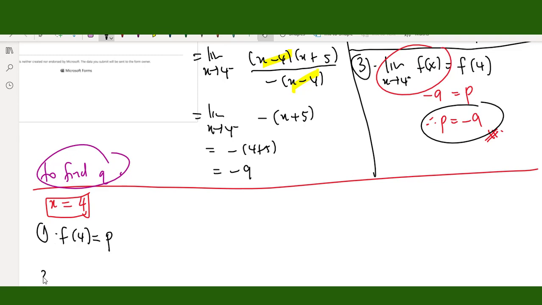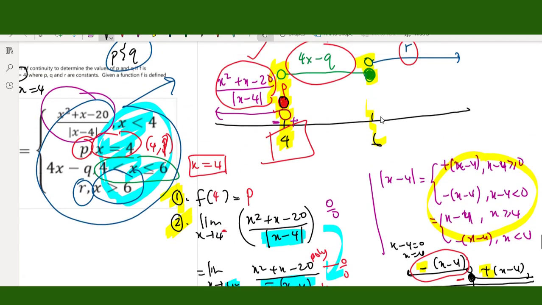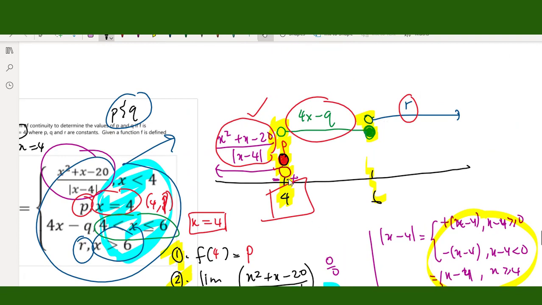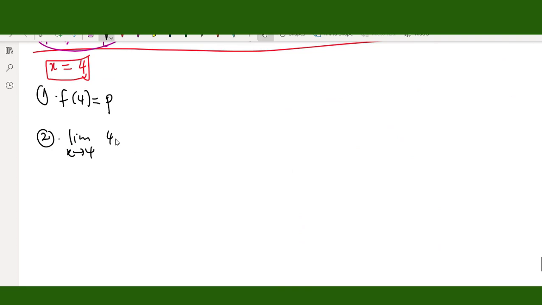So the second step, the limit as x approaches 4. Check the number line: 4 is positive, and lies on this side. So we choose 4x minus q, because we're going to find q, right? So choose 4x minus q, from the right. Then substitute here: 4 squared minus q is equal to 16 minus q.